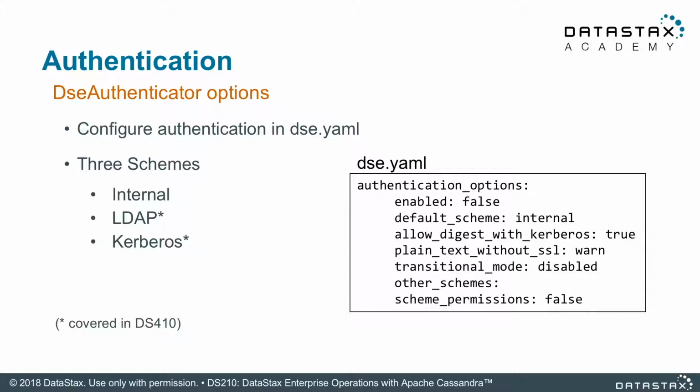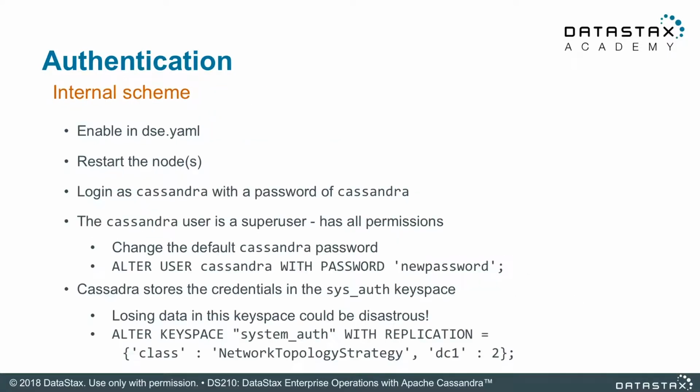Here's how to configure authentication on each node in your cluster. First, you'll edit the DSE YAML file to enable authentication using the desired scheme. Next, restart the node to enable authentication. Then, you can log into the node using the default role with username Cassandra and password Cassandra. This default Cassandra role is an administrative role known as a super user that has all permissions. Now, this isn't a great thing to have available, especially in a production cluster. You will want to change this right away.